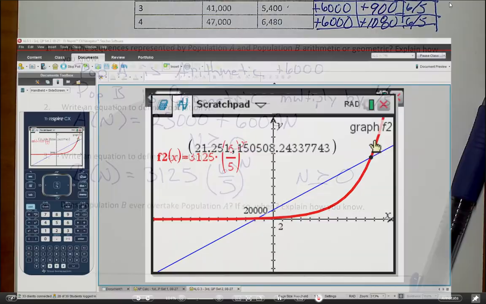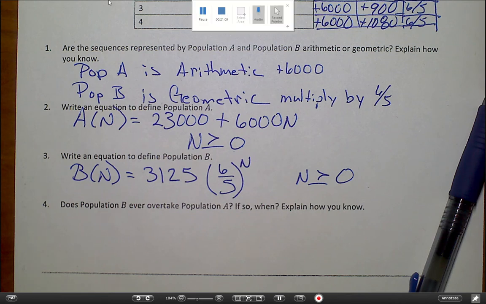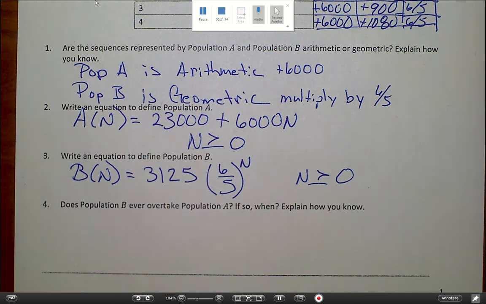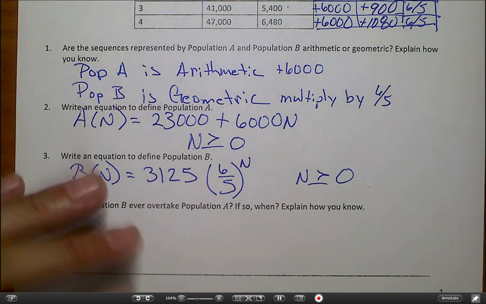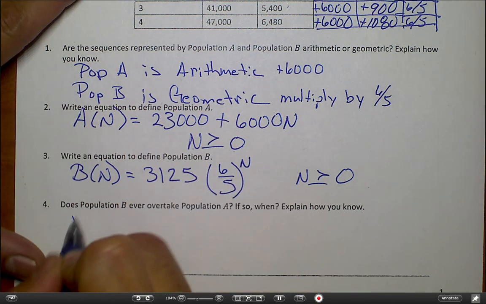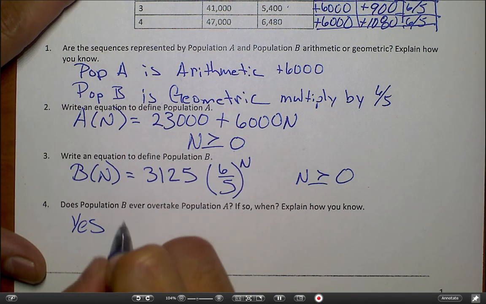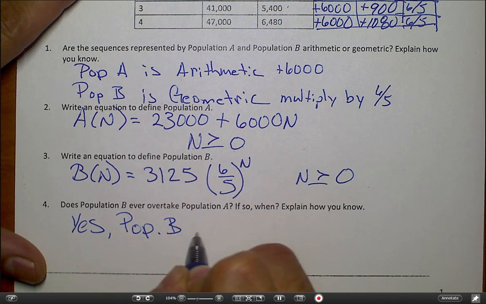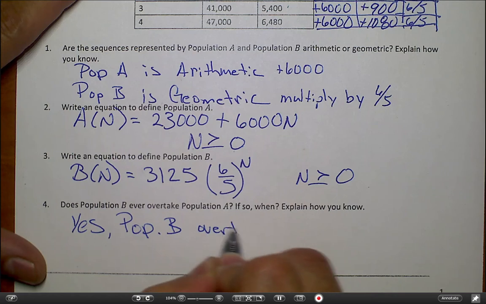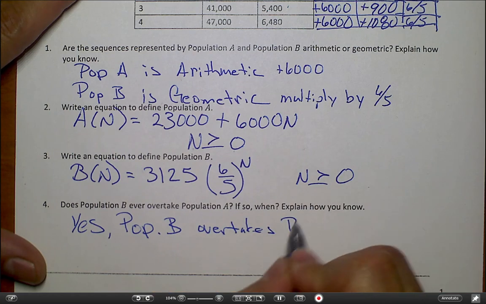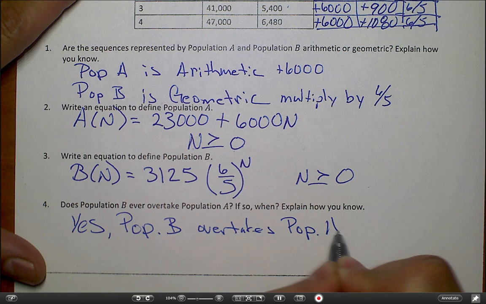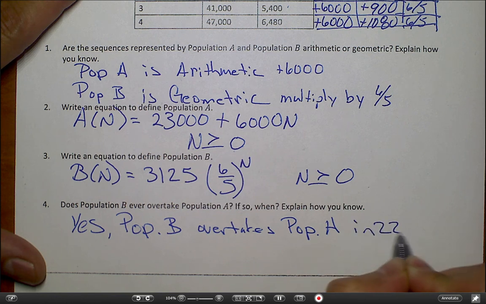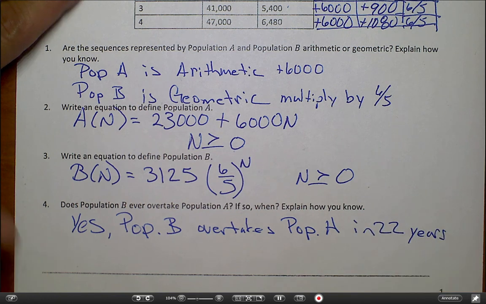So let's go ahead and take a look at my problem again. It says, does population B ever overtake population A? And, there we go. So we said yes, right? When is it? So population B overtakes population A in 22 years.